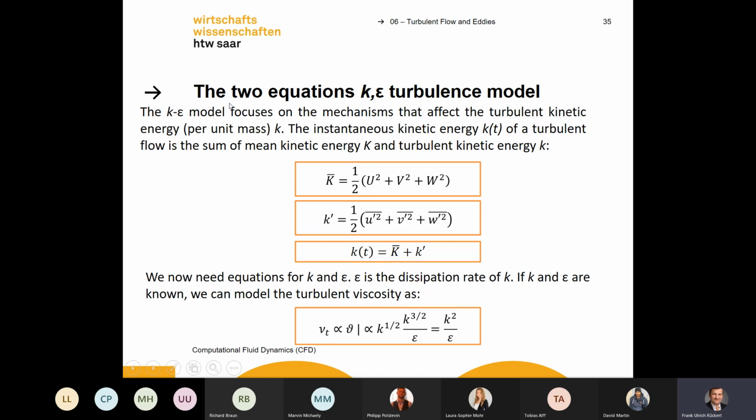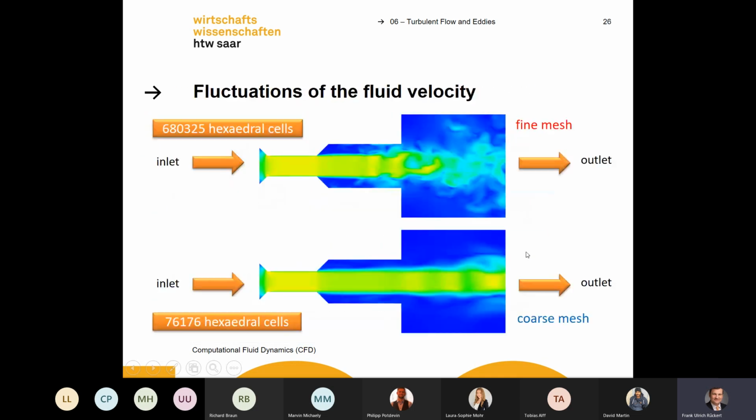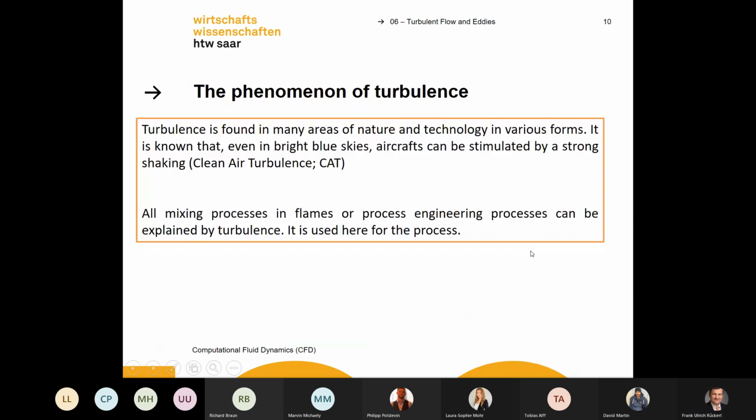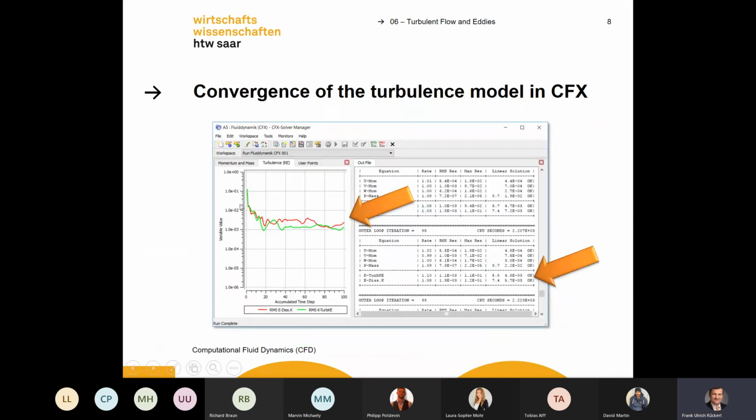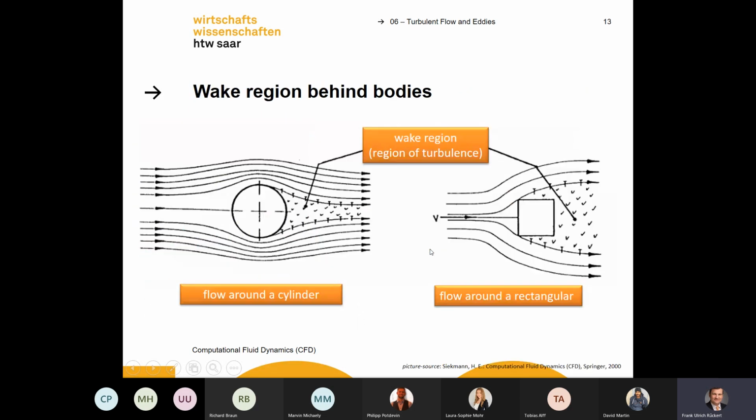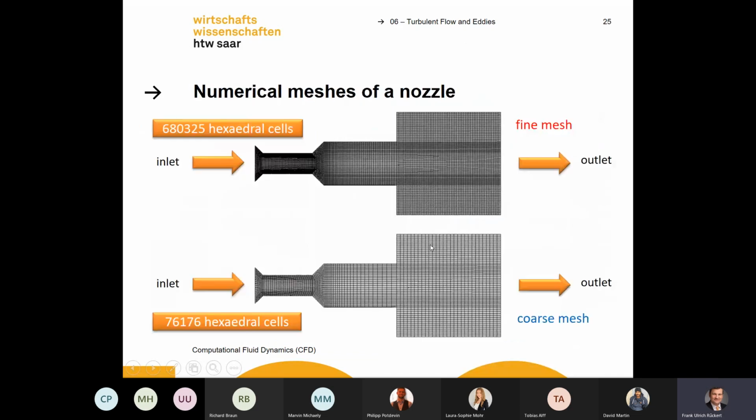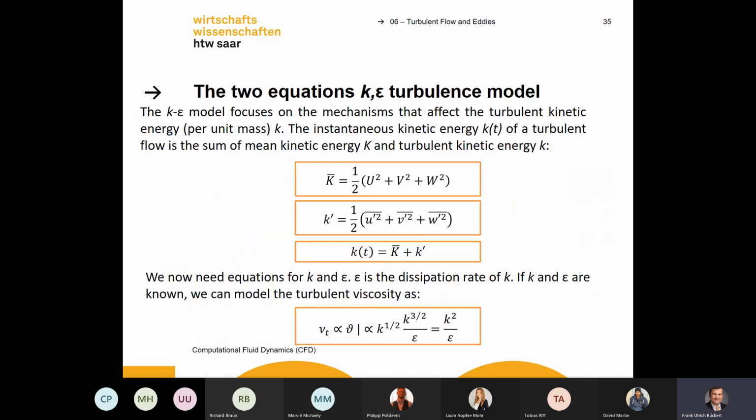Then we have another quantity, the so-called turbulent kinetic energy. This turbulent kinetic energy is based on the so-called K epsilon model. Remember ANSYS? I scroll back. In ANSYS, you see here we had the screen. You remember this? We showed the convergence of K, the turbulent kinetic energy, and the epsilon equation, the so-called dissipation of the turbulent kinetic energy. What does this mean? Let's go back to the slide.